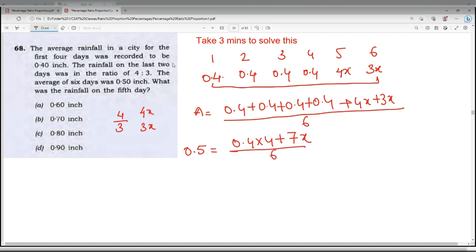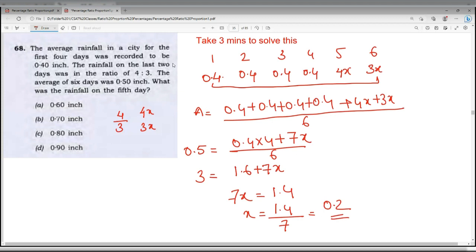And this is 3. This is 1.6 plus 7x. And then 7x is equal to 1.4. x is equal to 1.4 divided by 7. This is equal to 0.2. 7 ones are 7, 7 twos are 14, so 0.2.